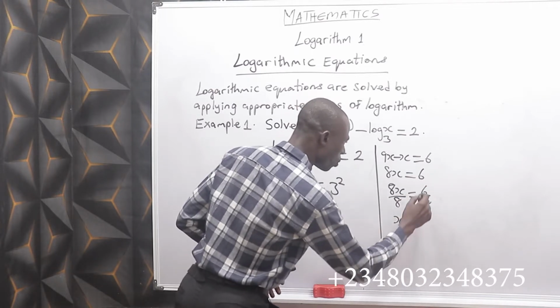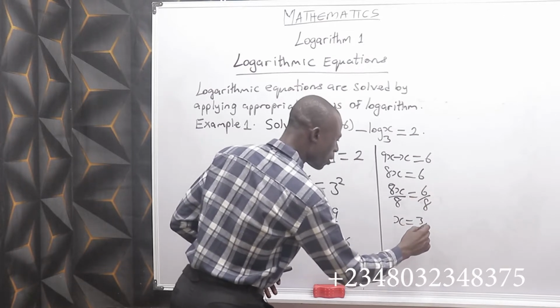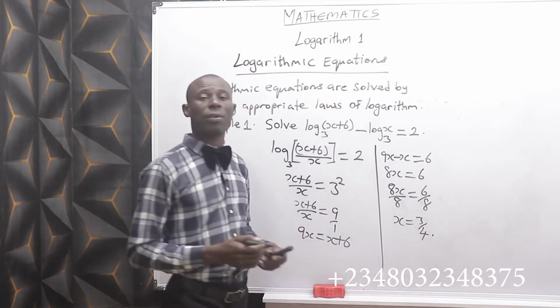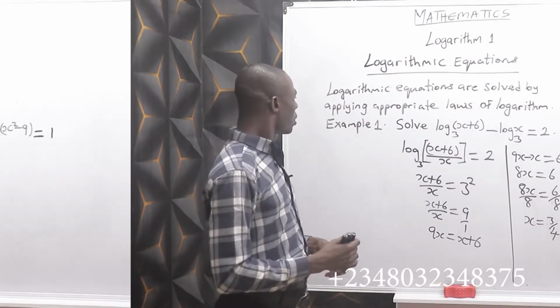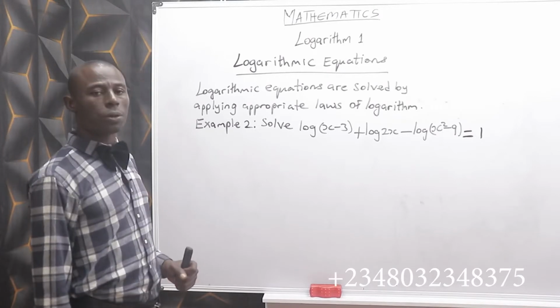x is equal to 3 over 4, since 2 goes in 6 3 times and 2 goes in 8 4 times. And that is our final answer. Let's have example 2 and see how it goes.